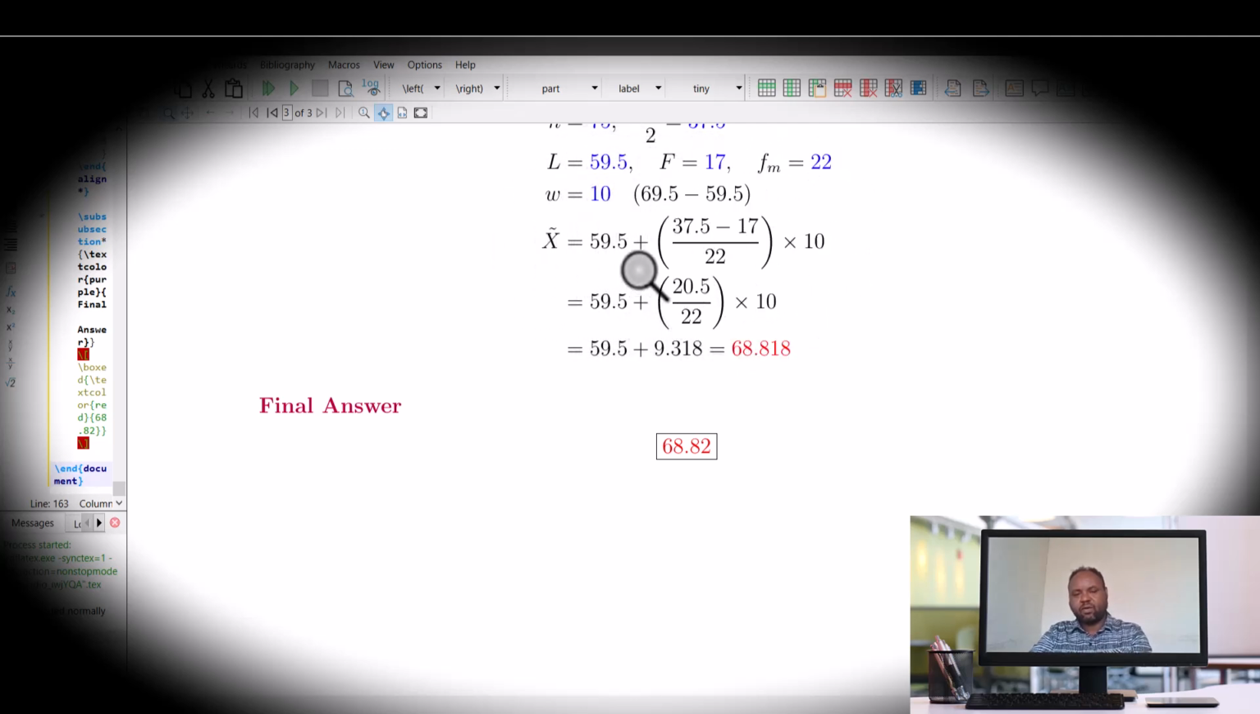We substitute the respective values: 59.5, the lower class boundary of the median class, where 37.5 is the approximating value to indicate where our median class is found, and this 17 is the less than type cumulative frequency preceding the median class, and we divide it by the frequency of the median class, then multiply by the class width. At the end of the day, we come up with this result, 68.82. So this is the value which divides our frequency distribution into two equal parts.